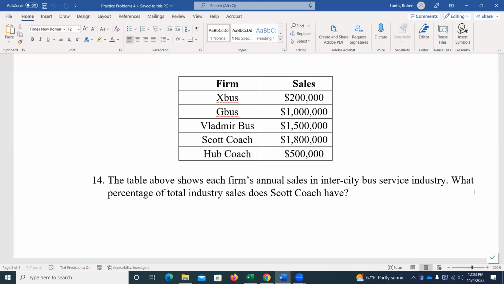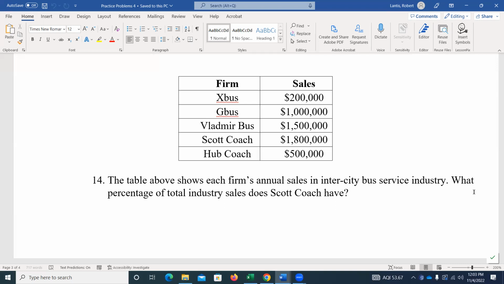Okay. So I don't have the market share. So what am I going to do? Well, I can find the total sales in this industry, and then turn each sales number into a market share. I would divide by the total sales, and we said multiply by 100, or move the decimal 2 places. So if I add these up, I get what? So 2 million, looks like 5 million.